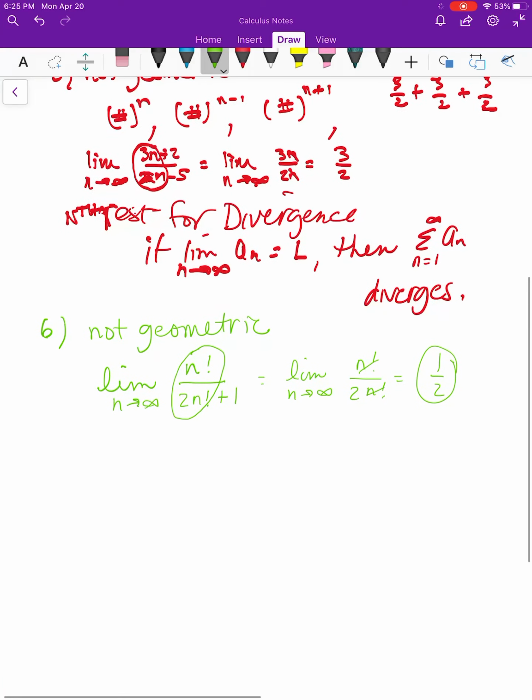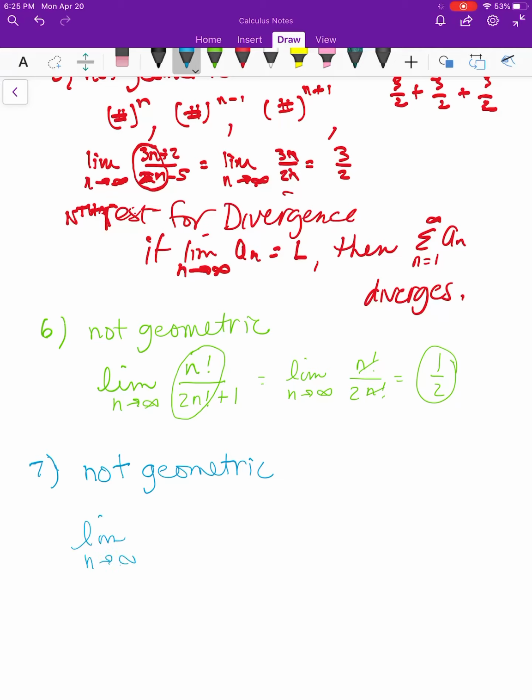So when you look at just the limit as n goes to infinity of n factorial over 2n factorial, the n factorials are going to cancel, and you're going to get 1/2. And so since 1/2 is an actual value, you're going to have divergence by the nth term test for divergence.